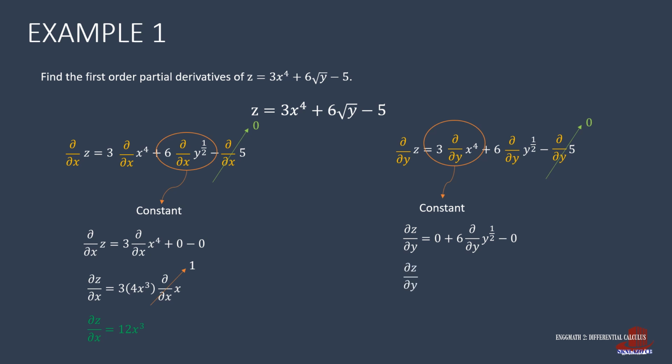Again, with the power rule, we get 6 multiplied by the derivative, which is 1/2 of y raised to negative 1/2 times the derivative of y with respect to y, which is considered 1. So the partial derivative of z with respect to y turns out as 3 over the root of y.